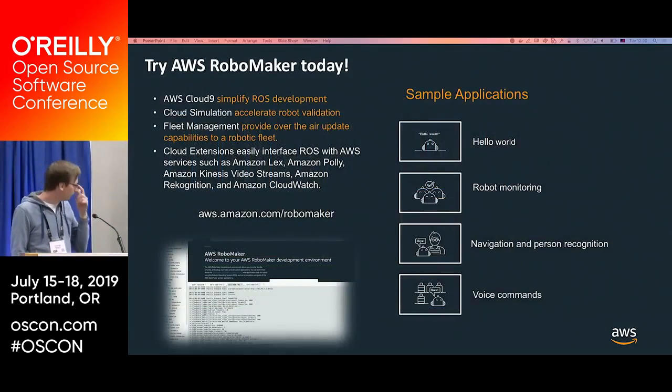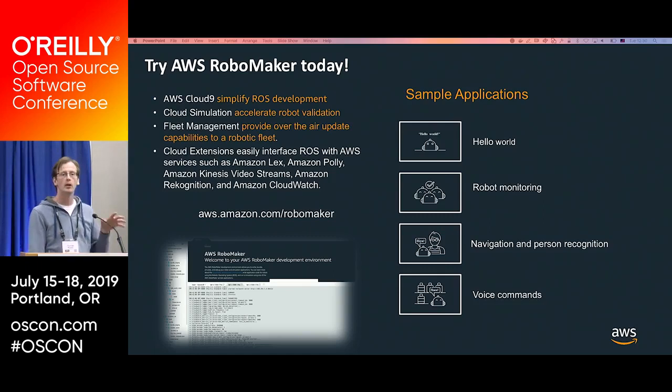In conclusion, you can try AWS RoboMaker today. All of those features are already launched. We have sample applications covering a lot of ground, from a simple hello world to advanced tutorials such as navigation and person recognition. You don't need a robot. You can run all of this simulation in RoboMaker directly. And Cloud9 is there to simplify your ROS development. You can get up and running very quickly by leveraging those cloud instances.